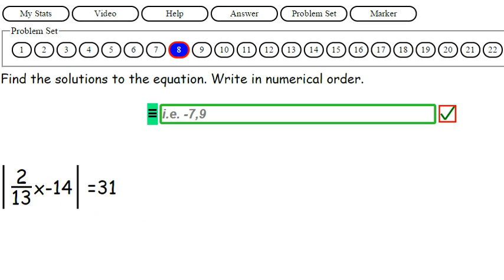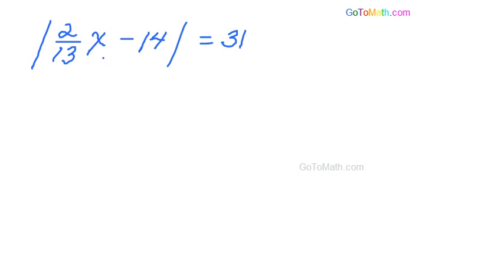Alright, so let's head over to the whiteboard and get this thing worked out. So we've got the absolute value of 2 over 13 x. Now, I'm just going to say something here real quick, that this fraction right here may not be reduced, and you might need to reduce it down. Just to give you a heads up on that, you want to reduce that down before you actually go on any further. Okay, so here we go.